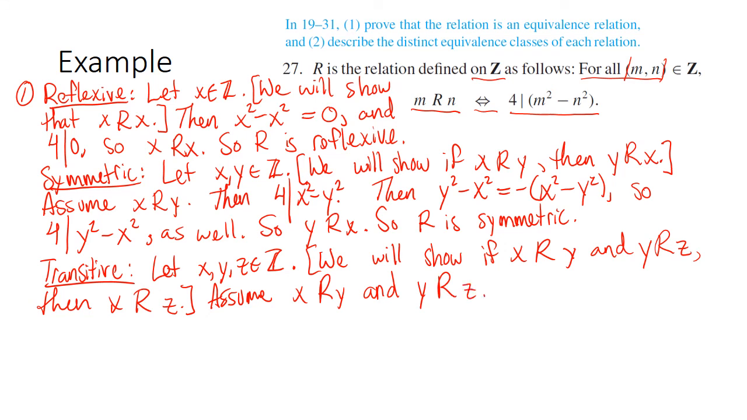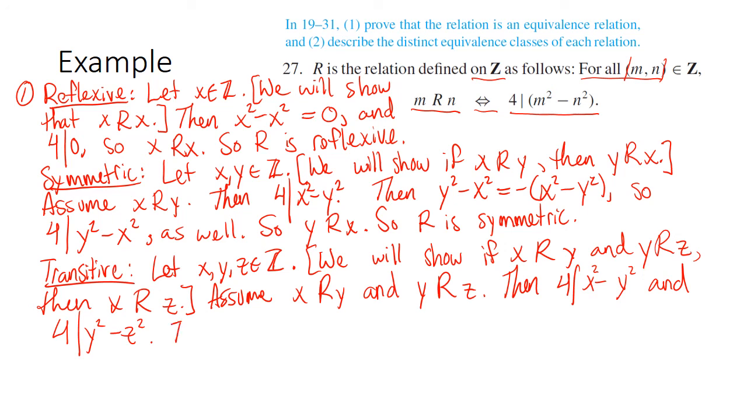Okay, so what do I get for those assumptions? What have those assumptions bought me? So using the definition of the R relation, that means that 4 divides x squared minus y squared, and 4 also divides y squared minus z squared. Okay, and I'm going to do a similar argument to the last part, which is a little simpler than what I'd done on the last example.